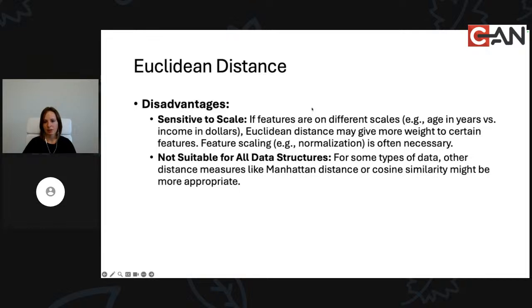So scaling or doing normalization, which we're going to talk about in machine learning methodology next class, is usually recommended if you're going to use Euclidean distance. It may not be suitable for all implementations, but there are other metrics that you can use in sklearn. There's Manhattan distance and cosine similarity and others.